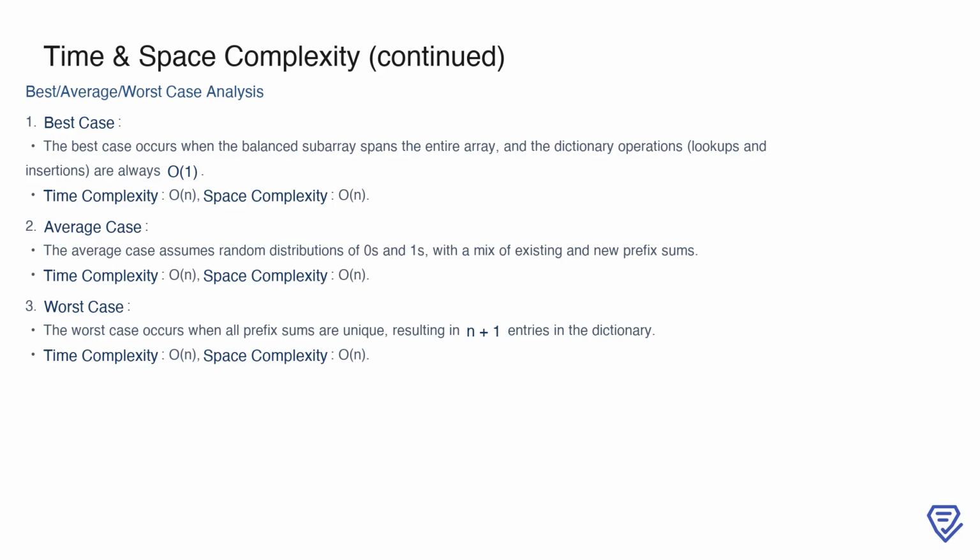In the worst case, all prefix sums are unique, which means the dictionary grows to its maximum size with n+1 entries. Even in this scenario, the dictionary operations maintain their average O(1) time, so the overall time complexity is still O(n). The space complexity, however, also reaches its maximum of O(n), as the dictionary stores all unique prefix sums.